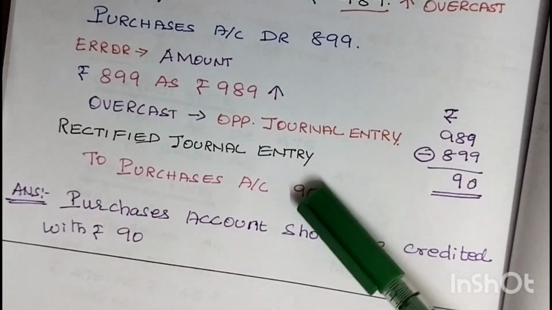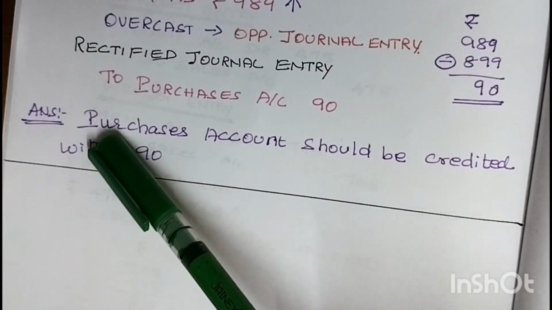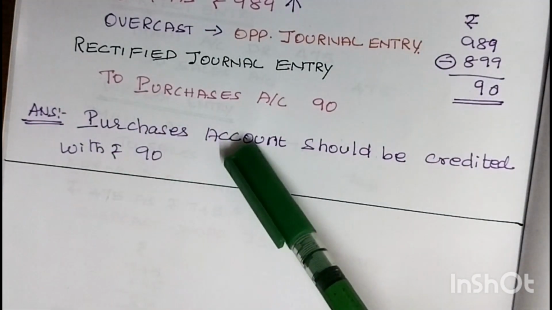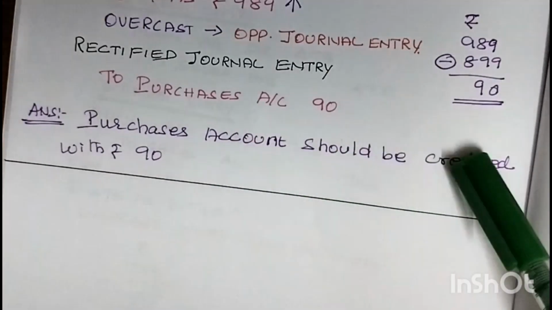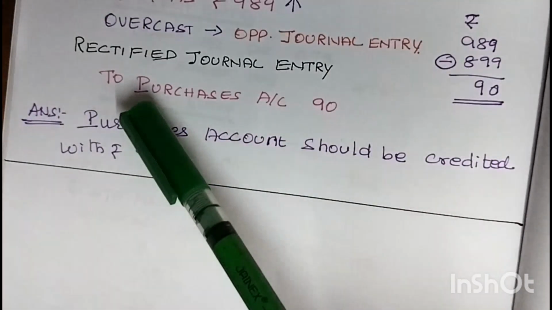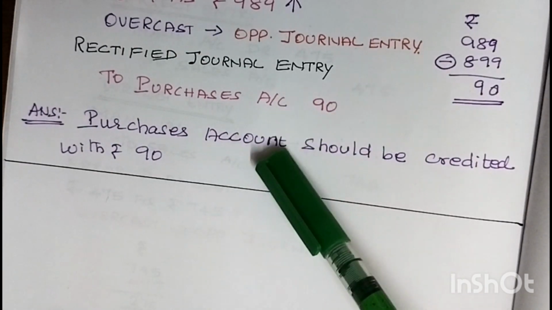But we have to give the answer in statement format. Explanatory note: purchases account should be credited with rupees 90. So purchases account should be credited with how much? 90 rupees.